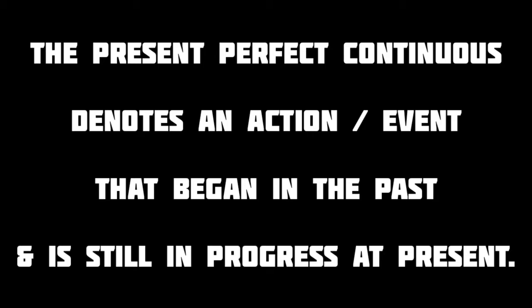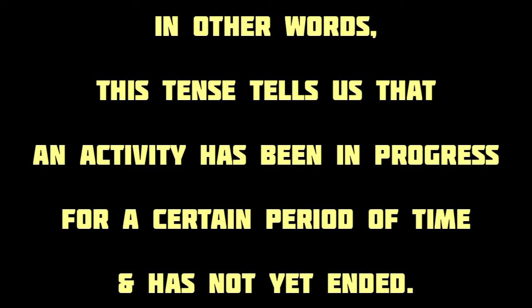So we understand that if an action has been going on for some time now, if an action has continued uninterrupted and is still in progress, we use the present perfect continuous tense for it. So the present perfect continuous tense emphasizes that a certain activity has been going on for some time now and that it has not yet ended. It is still in progress.